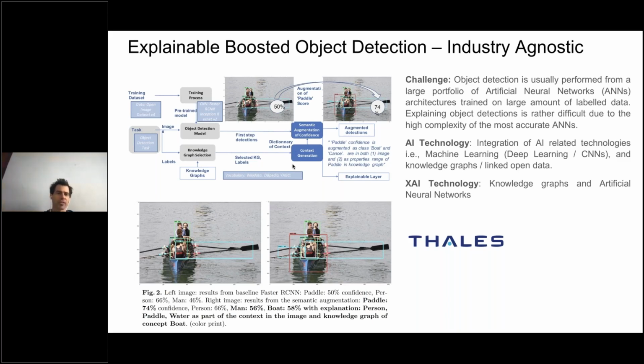So here is an example where you have a picture and you do object detection. You can do it in a usual way, or use Faster R-CNN. You do object detection.